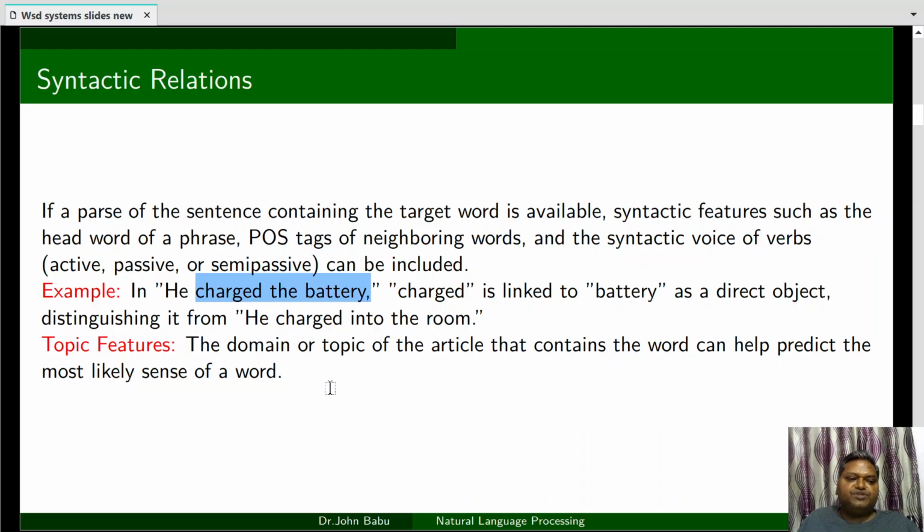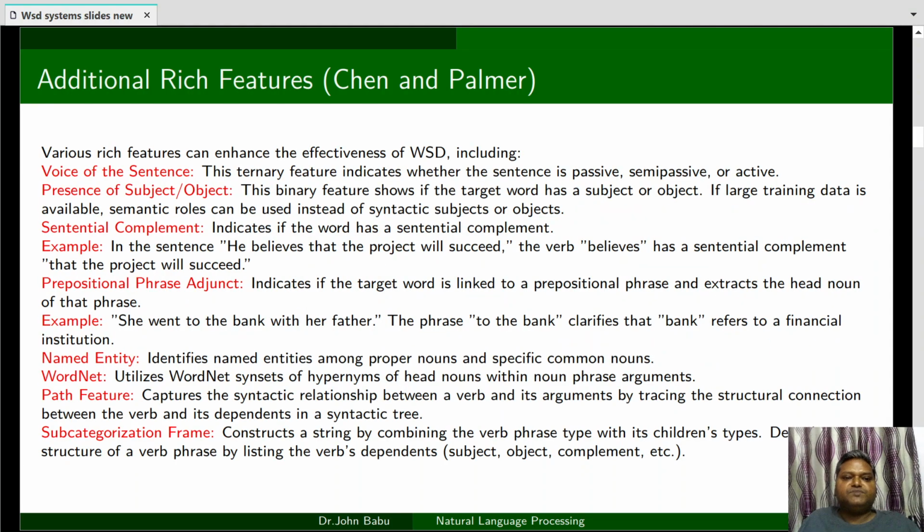So these are the features that will be used in supervised machine learning methods for word sense disambiguation. So syntactic relations are those features, and we have other features also, topic features. So the features that are used: voice of the sentence, whether it is a passive voice, semi-passive, or active voice, is also a feature. Then the presence of a subject or object is a binary feature, whether subject is present, whether object is present or not.